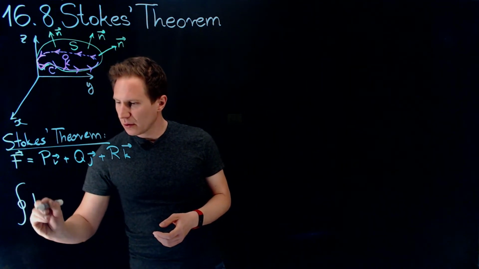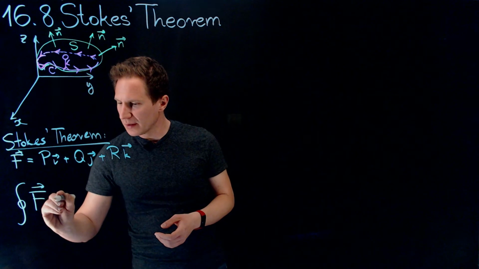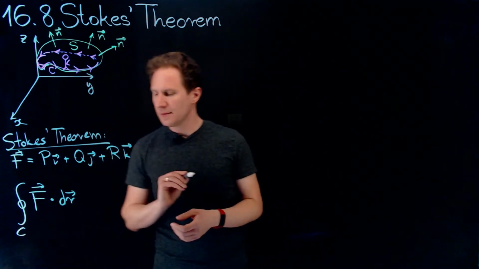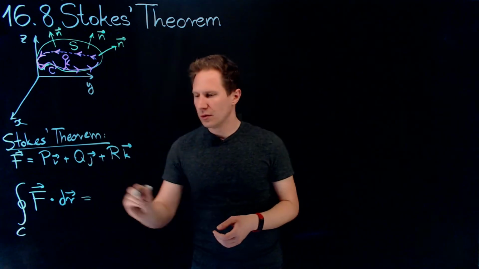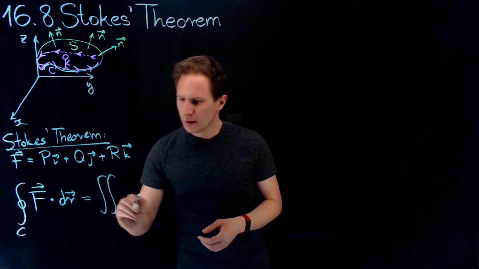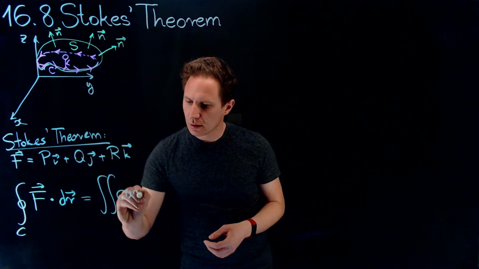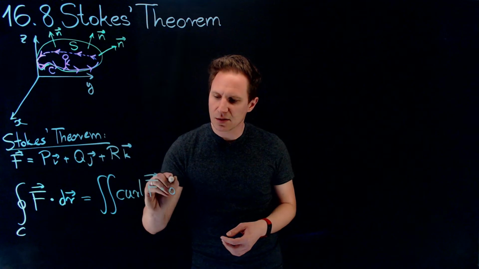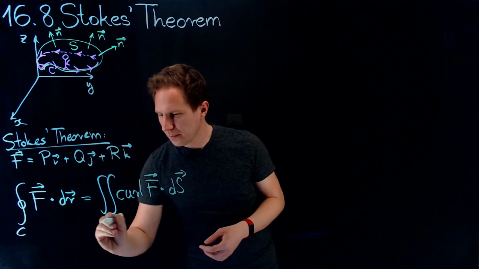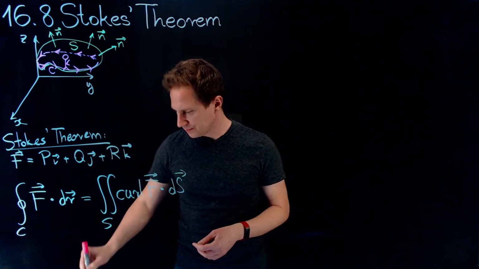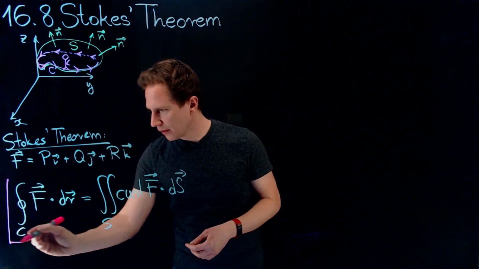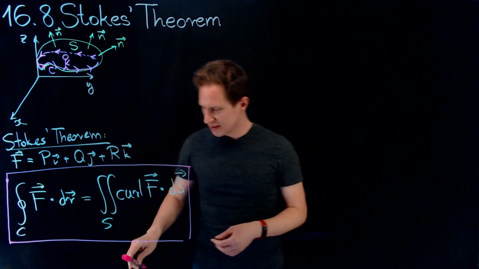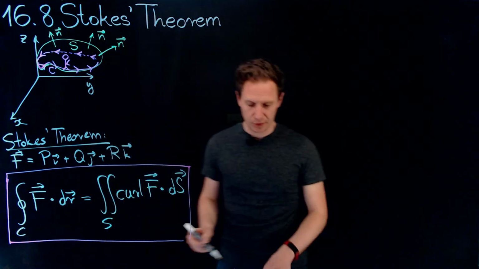The line integral of F, the vector field F, around that closed curve C will be equal to the surface integral of the curl of F across that surface S. So this is Stokes' theorem, and it's one of the most important results or theorems in vector calculus.